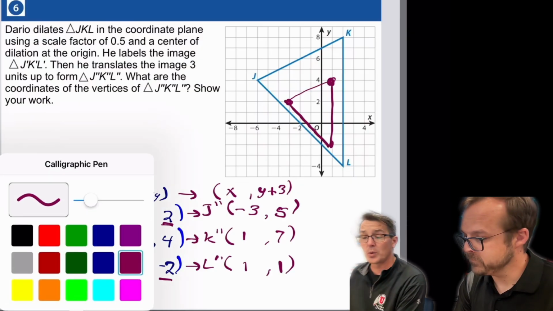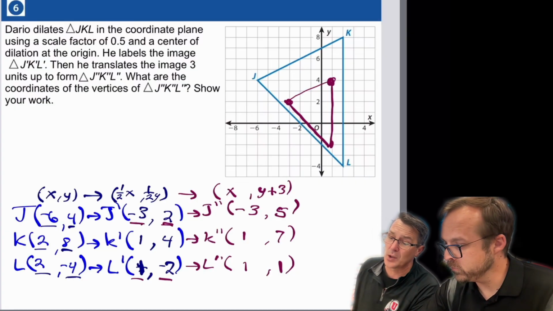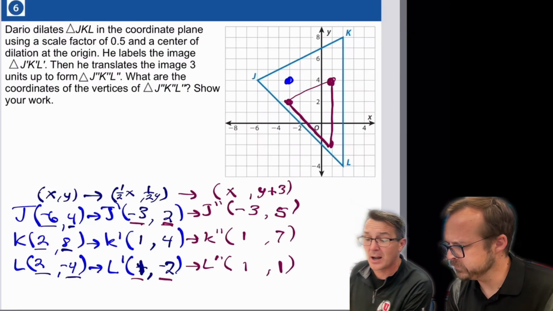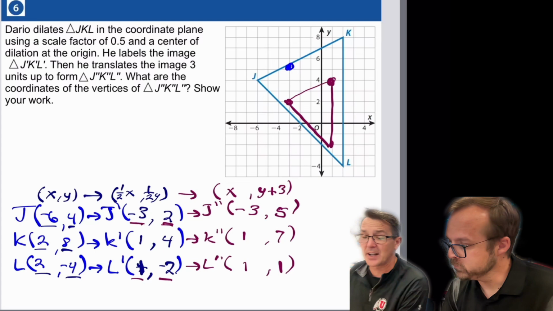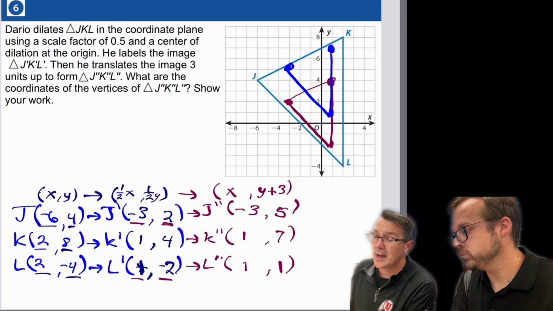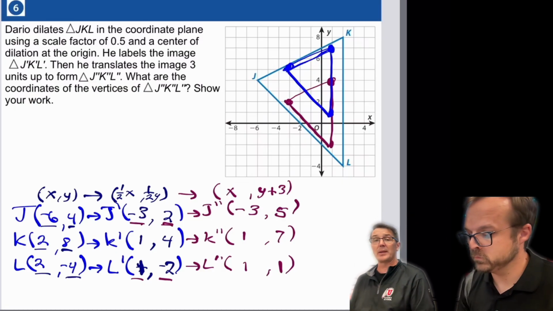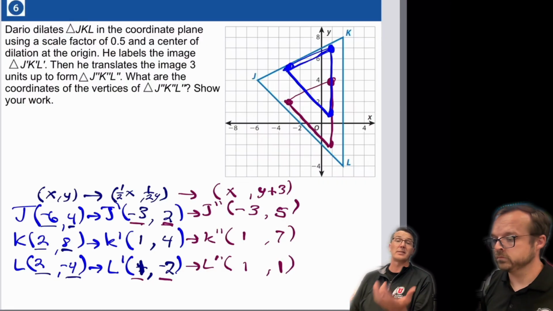Now, to go to double prime, which is our shift up, we're going to go for J. We're just going to go up 2, and that's going to be there. At that point, we can kind of cheat, but if we know, it's going to be up 3, not 2. And that's going to be at -3, 5. The next one's going to be at 1, 7, which is up 3 from where it was. And the next one's going to be at 1, 1, which is 3 up from where it was. And there is our new shape. And by doing it with the ordered pairs, instead of using the pictures, it ends up being a lot easier.